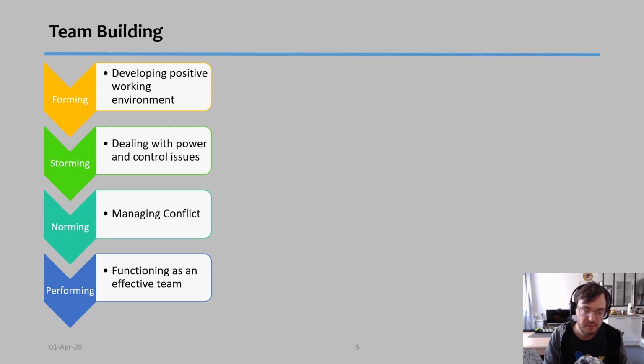Now, every time a team is created, the more new members come in, the longer the storming phase will last. And what does that mean? It means that, for example, if you already have a team and one member leaves and a new person comes in, the storming phase will be much shorter, rather than having, for example, 5 or 6 different people leaving and 5 or 6 people joining.